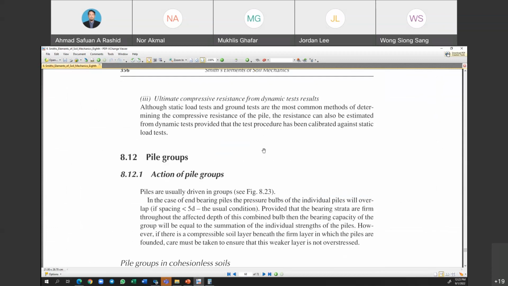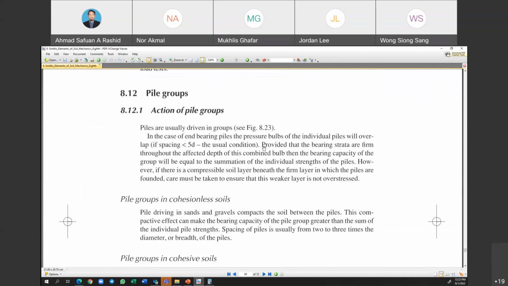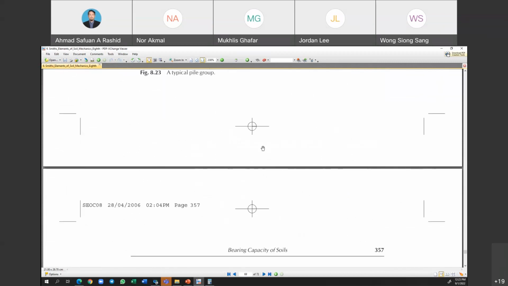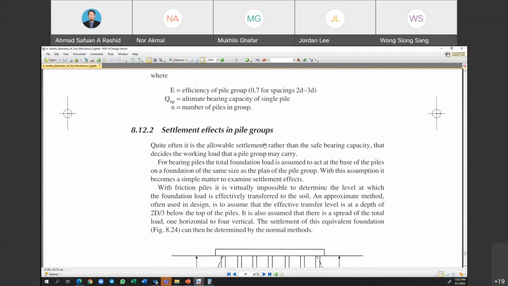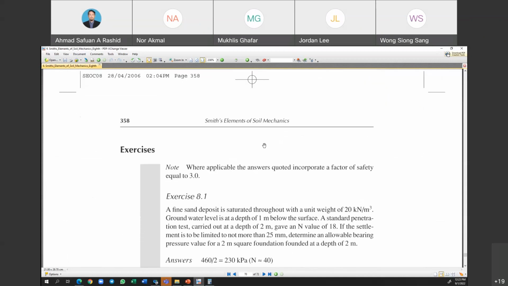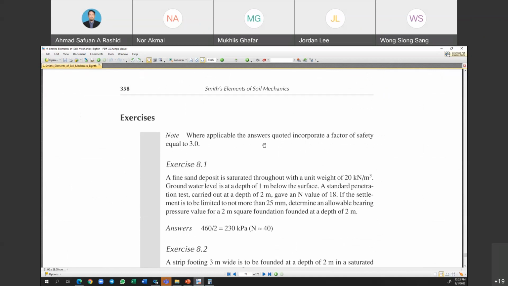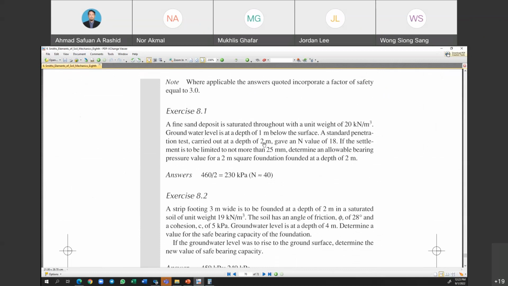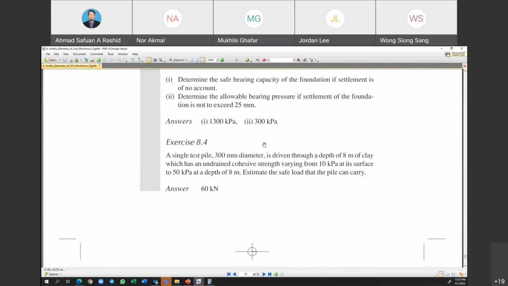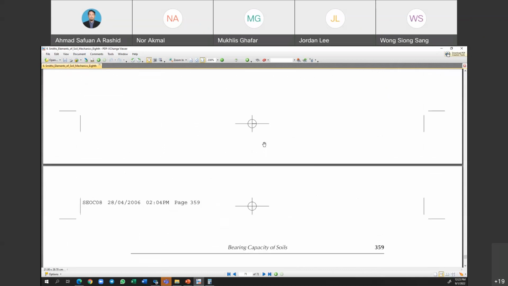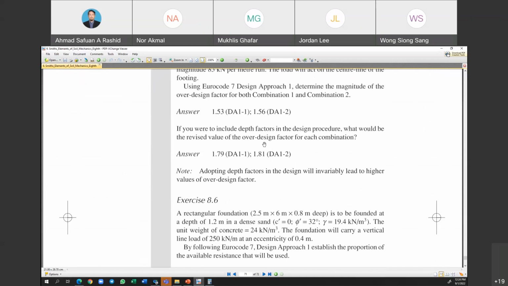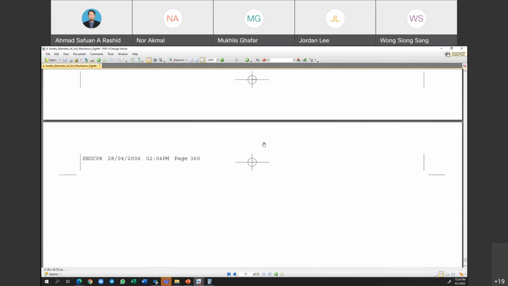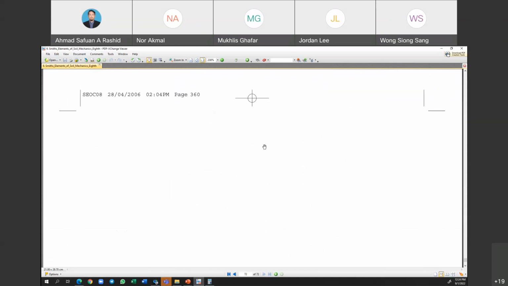Then for the action of the pile group, the settlement effect, this is just an exercise. They don't provide an example for the calculation for the single pile.